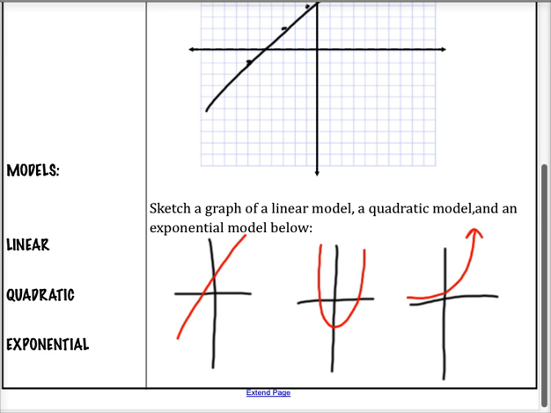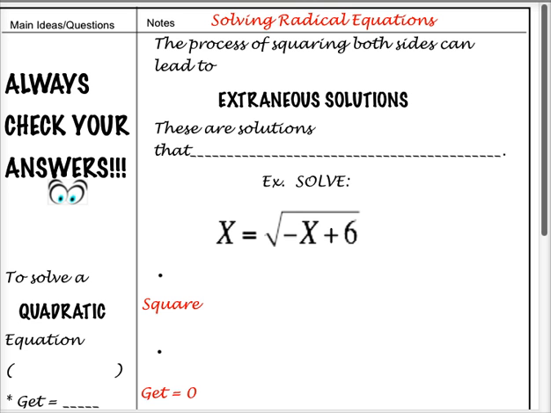All right, so jumping into the new material for today, we're going to continue solving radical equations. However, now we're going to be dealing with extraneous solutions. Now, these are solutions that don't solve the original equation. And I'll explain what that means in just a moment.